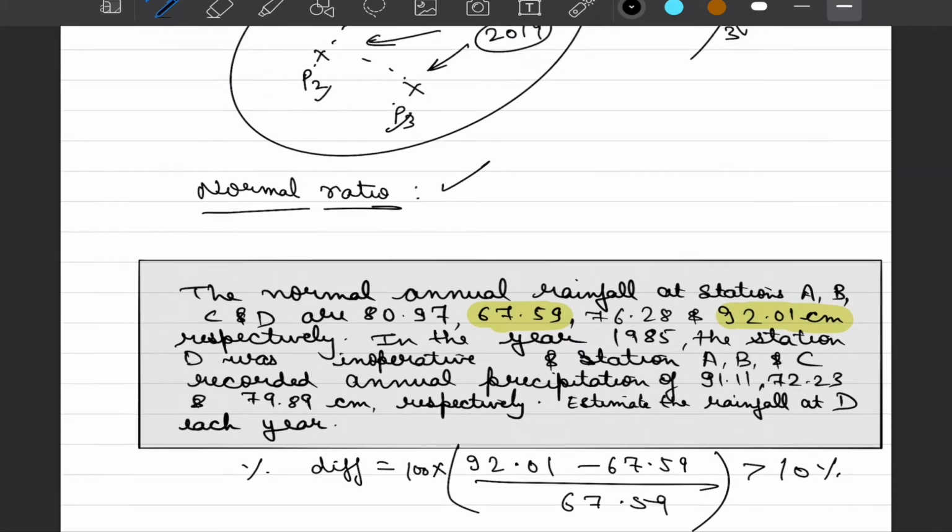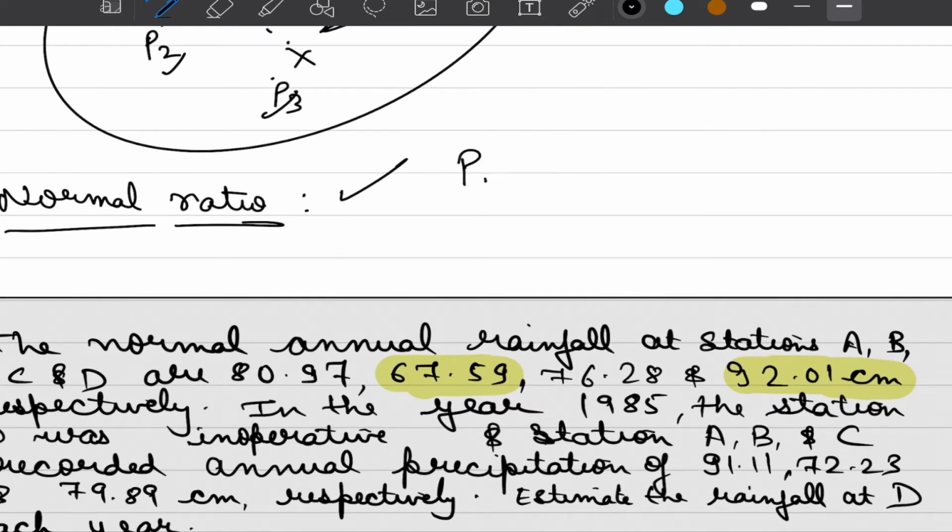What the normal ratio method says is that if you have to estimate the precipitation at site D, look at the normal precipitation at site D when it was working, and multiply it by the precipitation at P1 in the year for which data has to be estimated, divided by the normal precipitation at P1, for which the data record is complete.